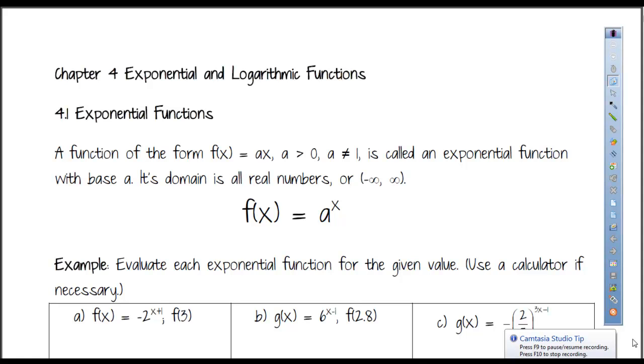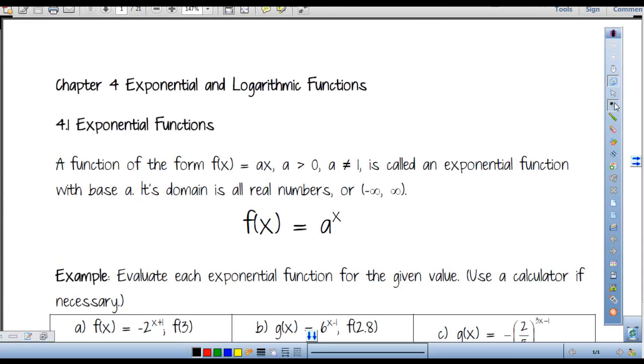So an exponential function is one that can be written as a to the x. We've got some restrictions on this. Let me correct that. It's a raised to the x. So this is a little different from what we normally do. We're not used to having our variable as the exponent. So we're going to learn how to handle that.